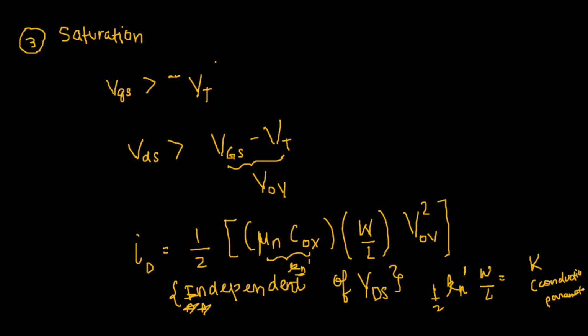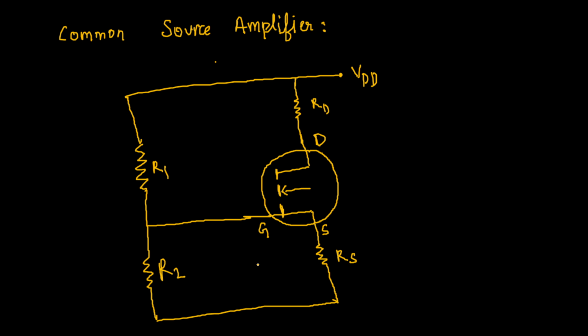Okay, so this formula is very important and it comes up in all the numericals. So in any numerical, if there is need for usage of drain current, unless specified that it's in the triode region, you just stick with the formula which is given here. Okay, so these are the three main regions of operation.